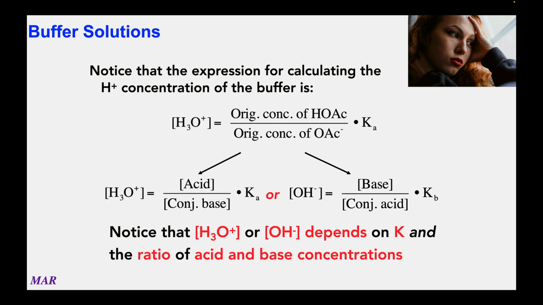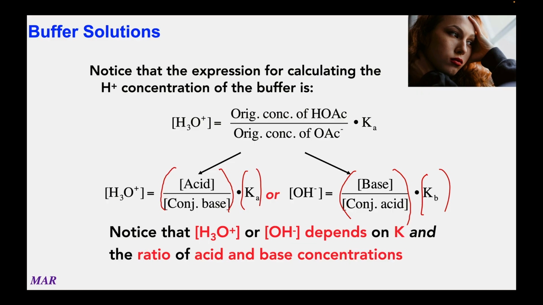Now, in terms of Kb, you can do it too. You'd have hydroxide equals base over conjugate acid times Kb, and that's fine. We're not going to talk about that version a lot, but it does work really well. But what I do want you to see is that the things that affect hydronium are going to be twofold. It's going to be the ratio of the acid to the base and Ka. Now for hydroxide, it would be the ratio of the base to the acid times Kb.